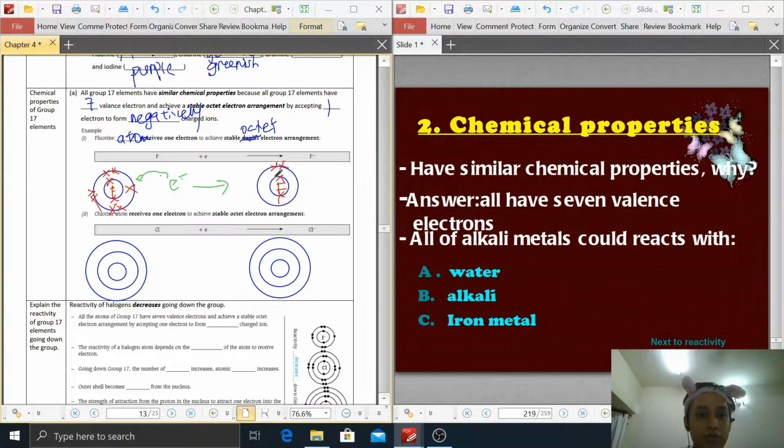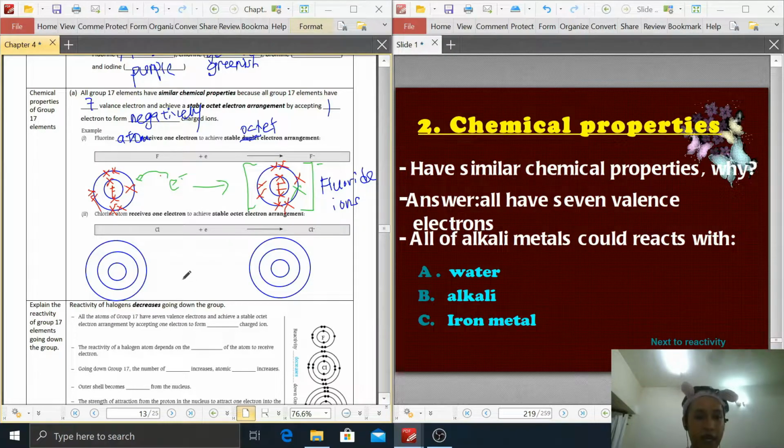Okay, so 2, 4, 6, 7. To become an ion, we must draw the bracket and we must write the charge. Except how many electrons, that will be my charge. So this is F negative. Alright, so fluorine atom receives 1 electron to form fluoride ion.